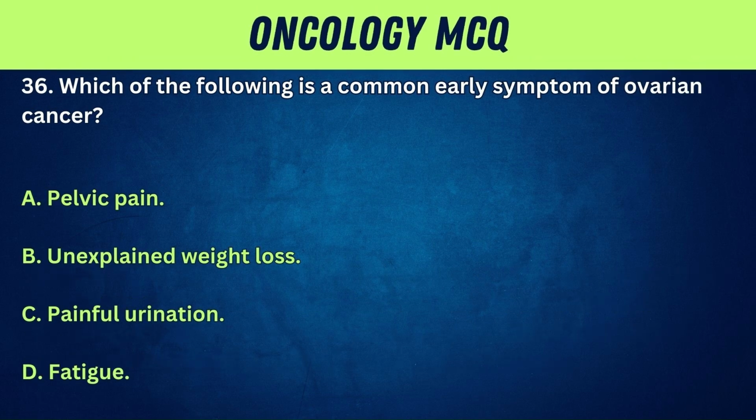36. Which of the following is a common early symptom of ovarian cancer? A. Pelvic pain. B. Unexplained weight loss. C. Painful urination. D. Fatigue.